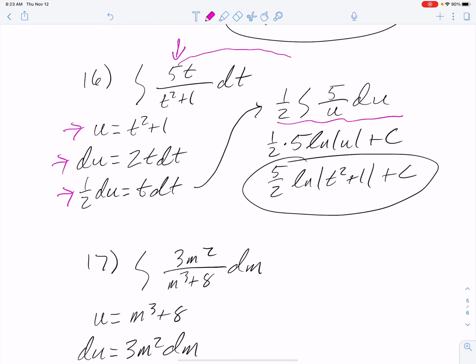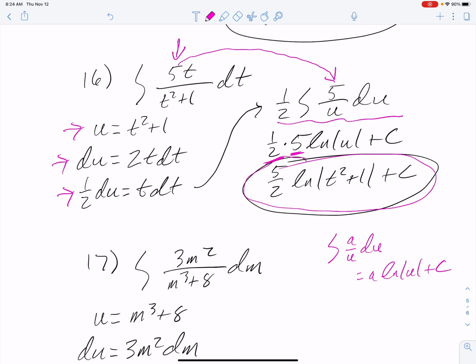Notice the 5 hasn't gone anywhere. It stays in my numerator. Now we have a rule that if we've got a over u du, we know that that equals a times the natural log of the absolute value of u plus c. So that's why my 5 hasn't gone anywhere. I just need to multiply it by my 1/2. And I finish off my 5/2 natural log, substituting t squared plus 1 back in.